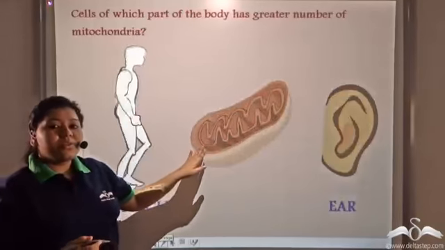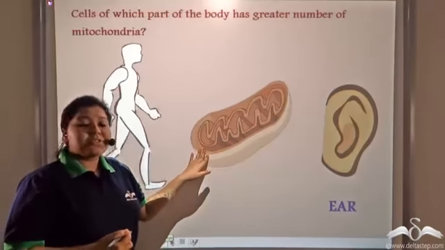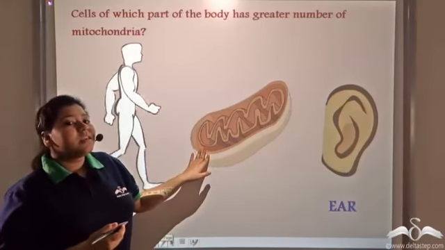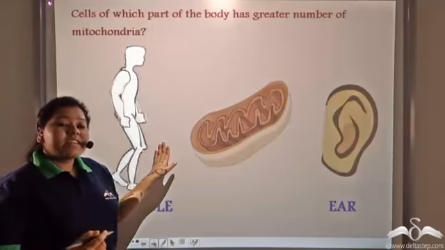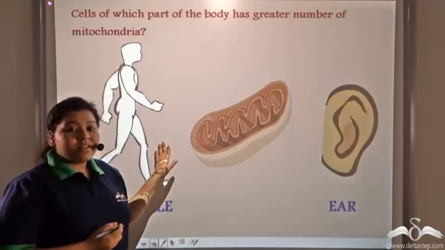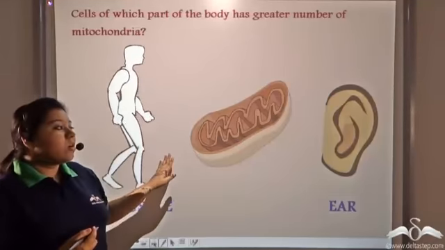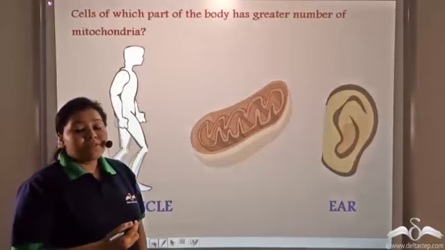So by now you know that all cells require energy, and the energy is provided to the cell by the mitochondria. Now tell me something, cells of which part of the body will have a greater number of mitochondria? Will your leg muscles have more mitochondria? Or will the cells present in your ears have more mitochondria?